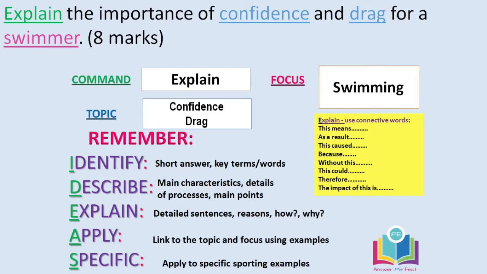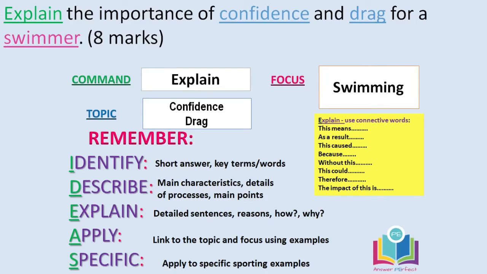So I've underlined in green the command word of this question, and that means explain. Now, when it's an explain question, you always need to say how and why things happen. The topic, well, it's a synoptic question, so it's going to have 2 or more topic areas you need to focus on. This will be confidence and drag. You then would need to apply it to a specific situation, and in this case the question talks about swimming.